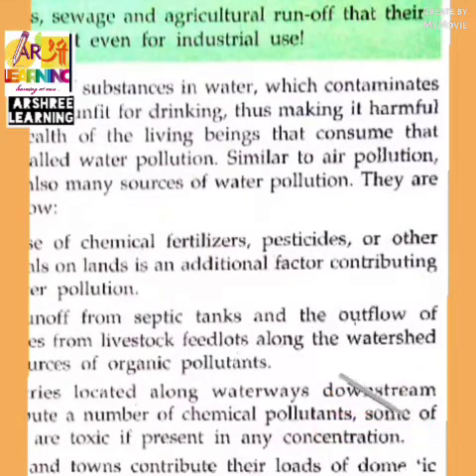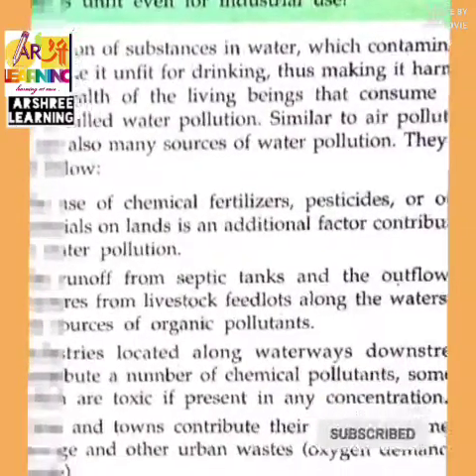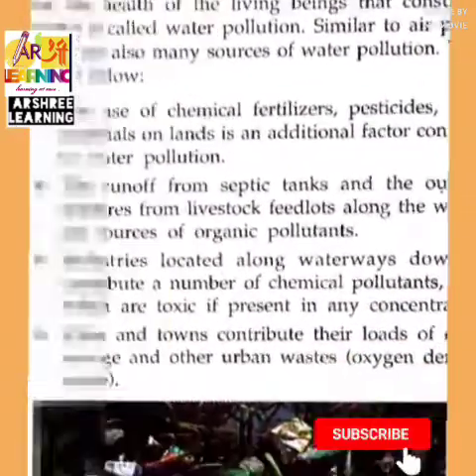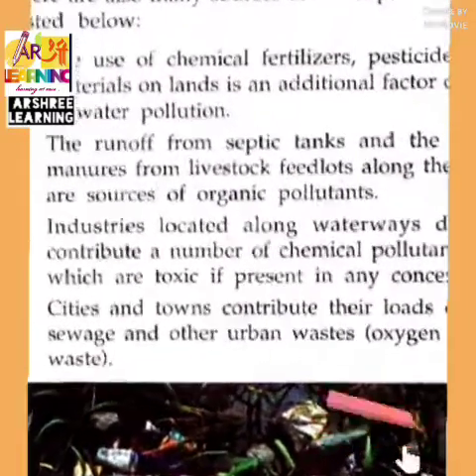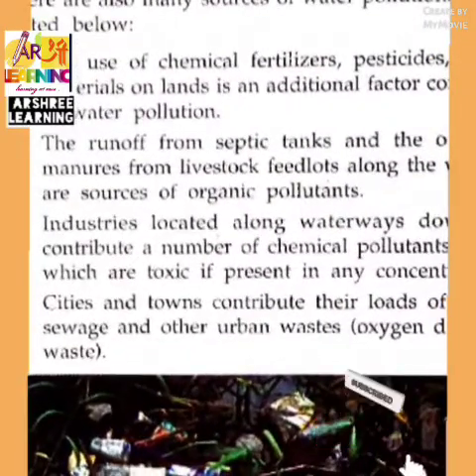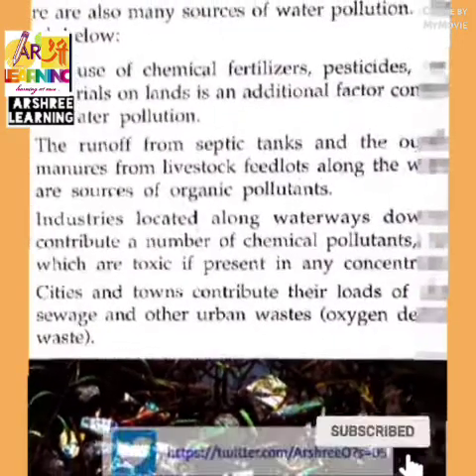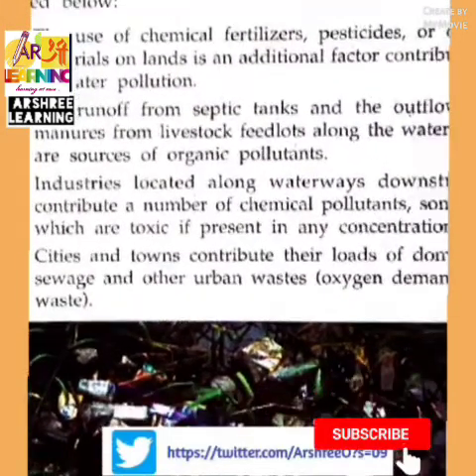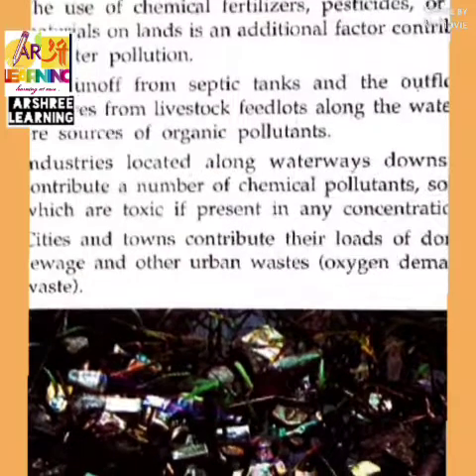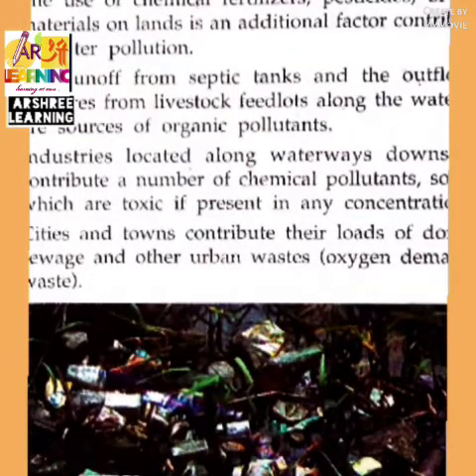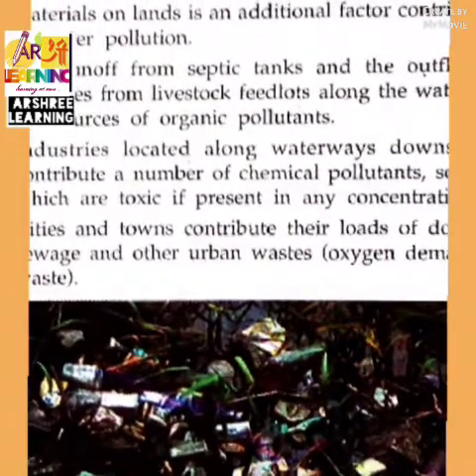Similar to air pollution, there are many sources of water pollution. These are the use of chemical fertilizers, pesticides and materials, and the waste from the septic tanks, the tanks where human waste is collected underground. They collect a large amount of human waste, and if there is a water source reservoir underground, then it will become poisonous.